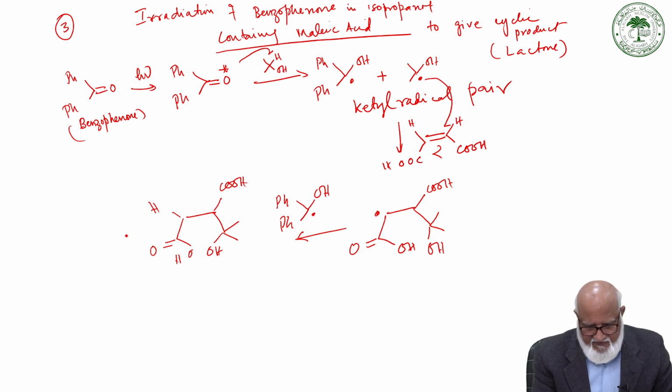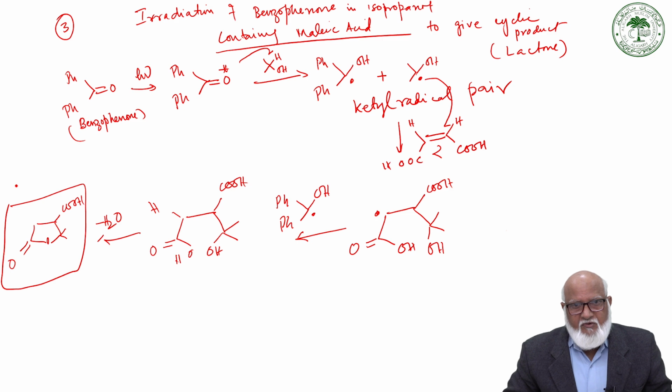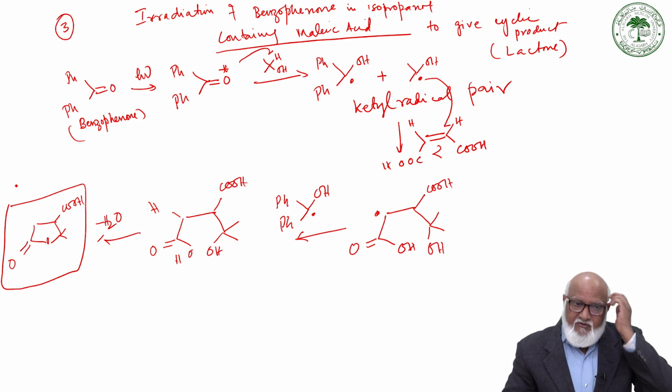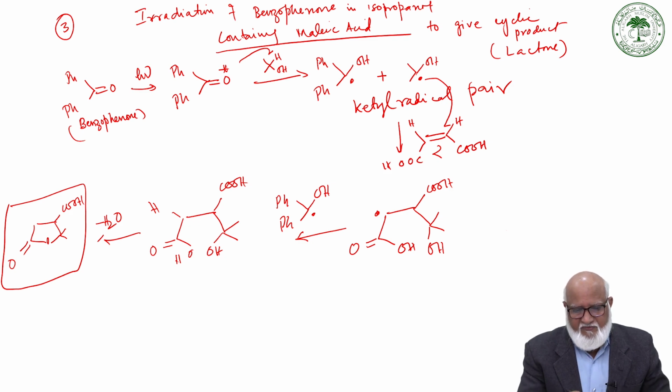Right, and this cyclizes by losing water to give COOH, and this is a carbonyl. So you can see a very interesting cyclized product, the lactone, which is formed by excited carbonyl in the presence of isopropanol. The reaction is extremely simple.